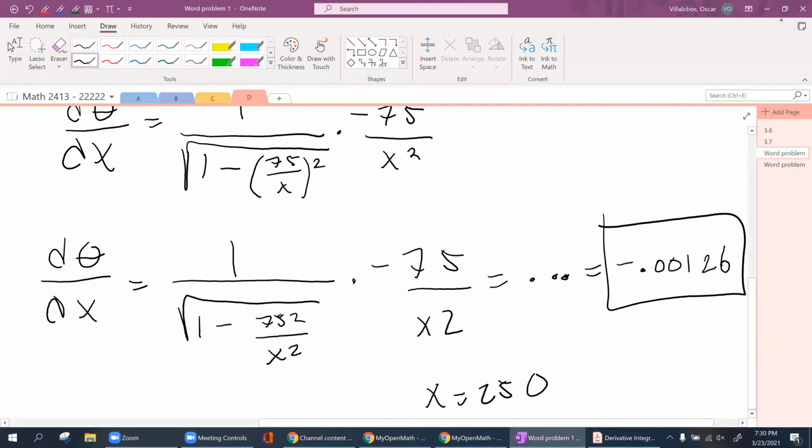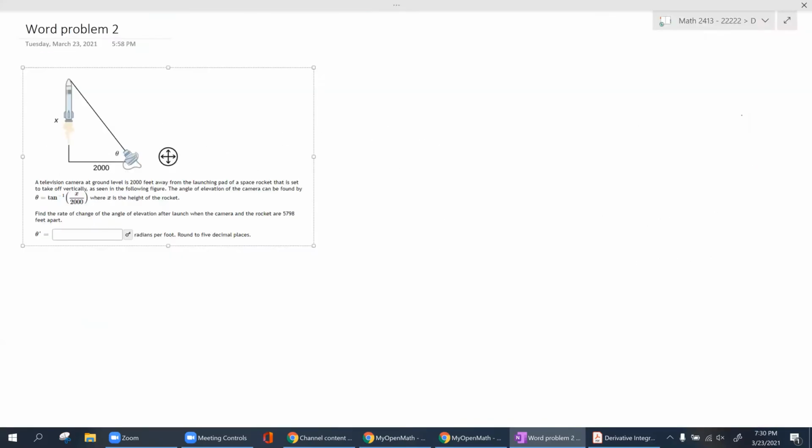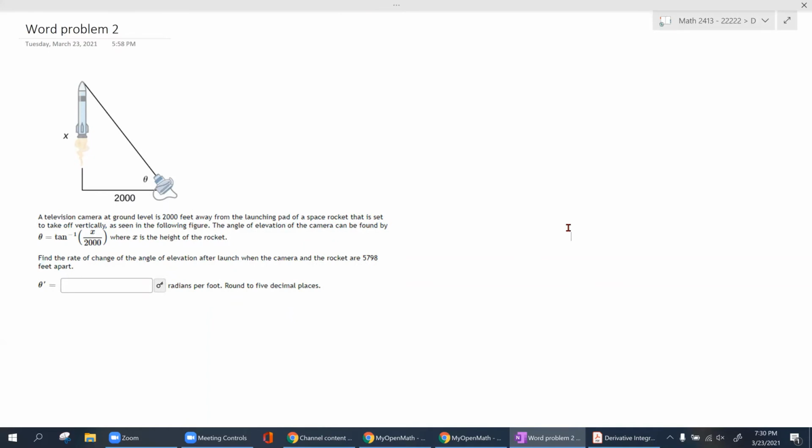Let's go ahead and do another one. Let's do word problem number 2, something similar. A TV camera at ground level is 2,000 feet away from the launching pad of a space rocket that is set to take off vertically, as seen in the following figure.